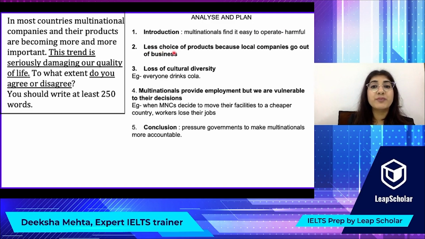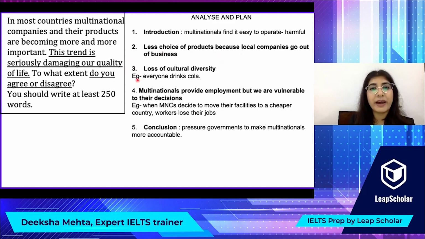Then, less choice. Your second paragraph is about less choice of products. Why do we have a less choice of products? Because local companies go out of business because these MNC, multinational companies are providing them a lot of competition. As a result of which, local companies go out of business, and we as consumers get less choices of products.